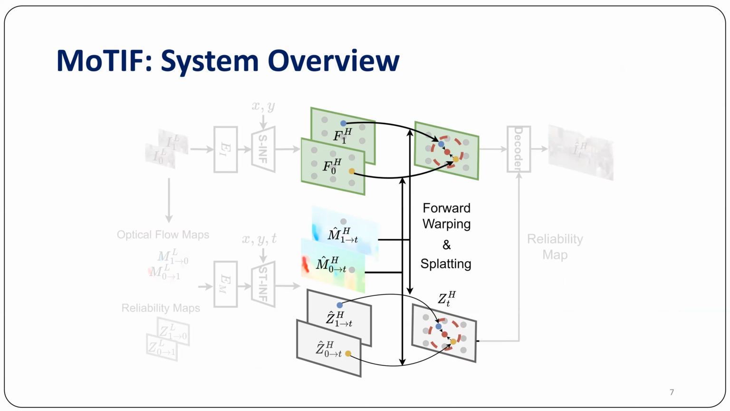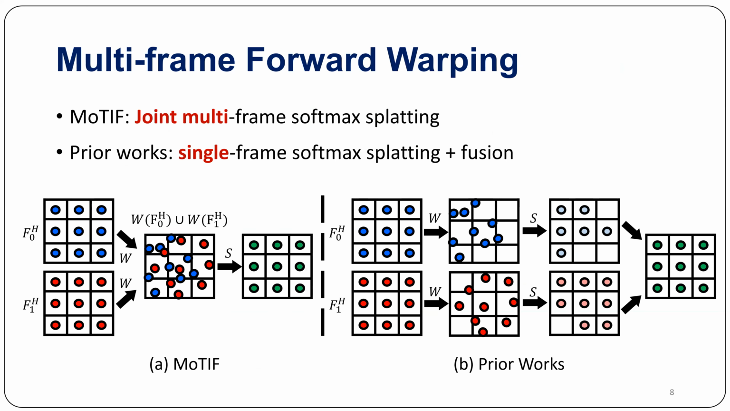To fuse spatial temporal information from multiple reference frames, we adopt forward-warping reliability-aware splitting. For multi-frame forward-warping, prior works adopt single-frame softmax splitting to warp individual motion fields. In contrast, our MoTIF performs joint multi-frame softmax splitting for frame interpolation. From the perspective of signal reconstruction based on irregularly taken samples, our joint sampling considers all rather than partial samples in the splitting and reconstruction process.